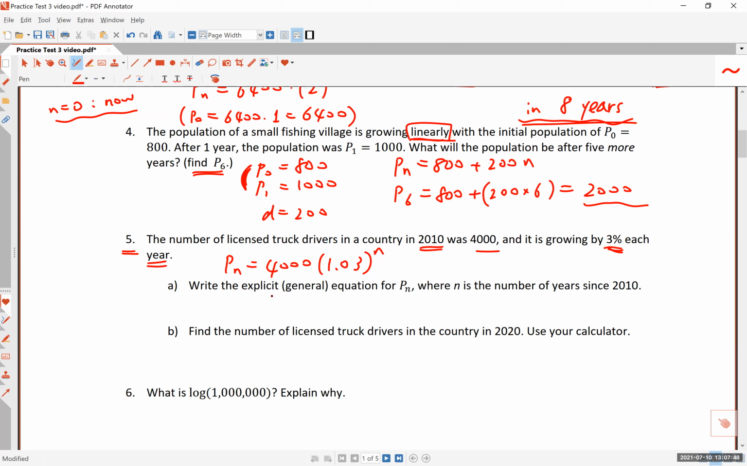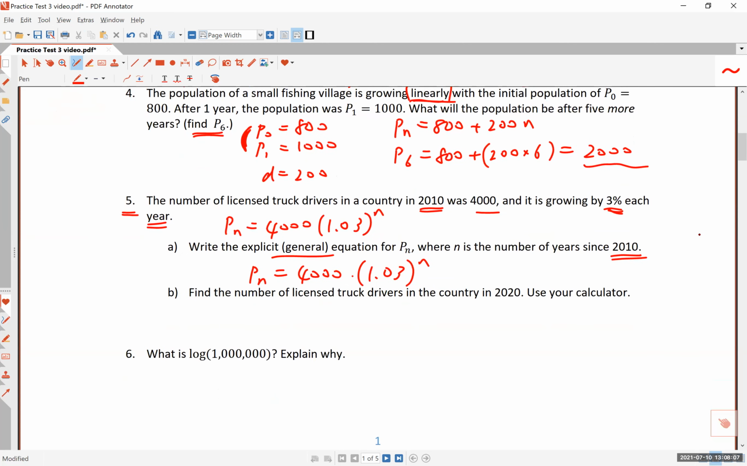Write the explicit equation. Well, I just did that, right? So P sub n is 4,000 times 1.03 to the nth power, where n is the number of years since 2010, and that's exactly what I meant by that n. Find the number of licensed truck drivers in the country in 2020. So all you have to do is to find P sub 10, because 2020 happens to be 10 years after 2010. Okay, so 1.03 to the 10th power.